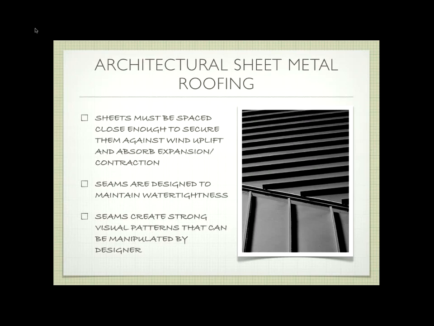So the last type of roof we'll talk about is architectural sheet metal roofing. Okay, and so this is if you have sheet goods, right, and you're putting those sheets together to form basically a metal roof, which can be a really big advantage depending on how you do it. The seams are designed to maintain watertight, but they also allow for expansion and contraction, because remember, steel, right, or aluminum expands and contracts at a different rate than the wood in your house, so you have to plan for that.